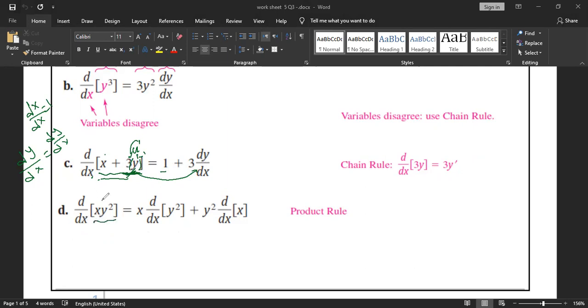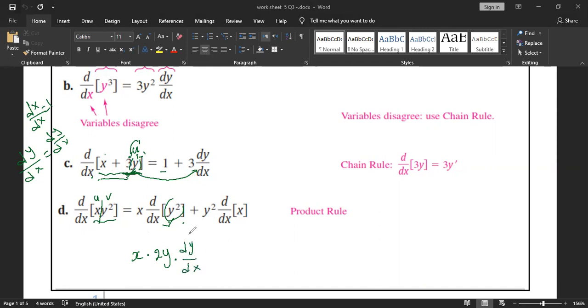As you see, it is a product rule, that is u, that is v. First, multiply the derivative of the second, plus second, multiply the derivative of the first. As you see here, it will be x. What is the derivative here? Here they disagree. I apply the general power rule. It will be 2 multiplied by y, the derivative of the outer, multiplied by the derivative of the inner y, which is dy by dx.